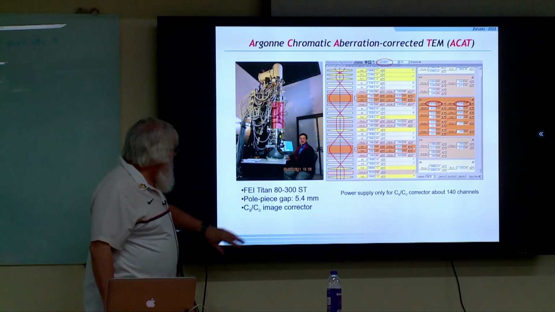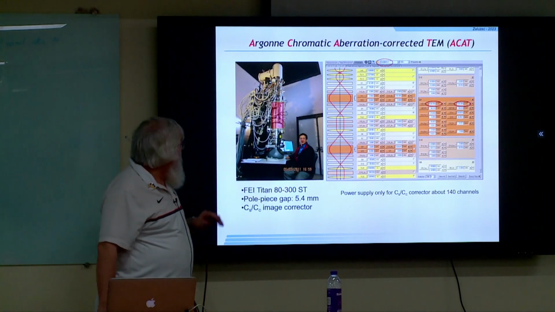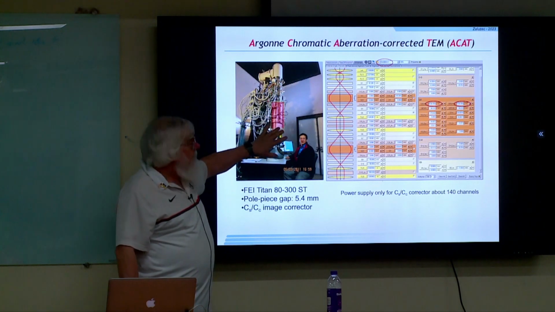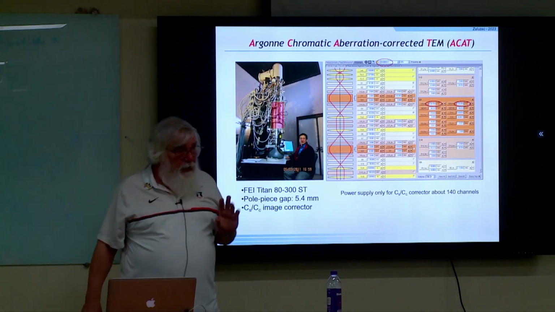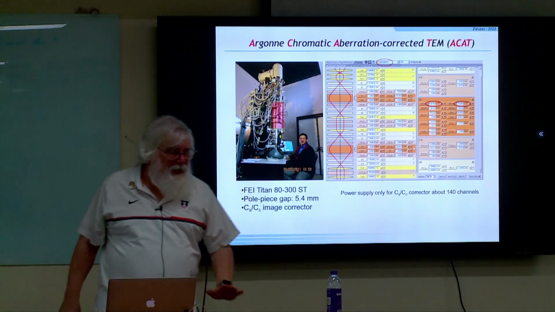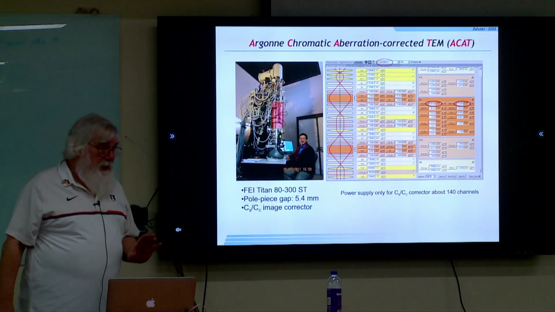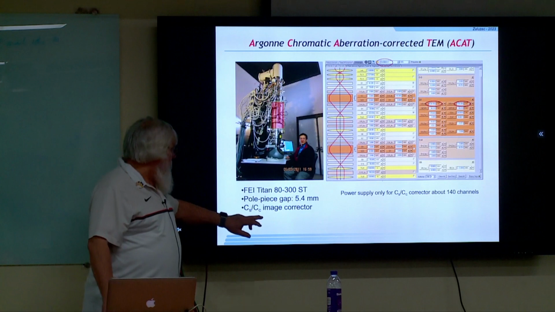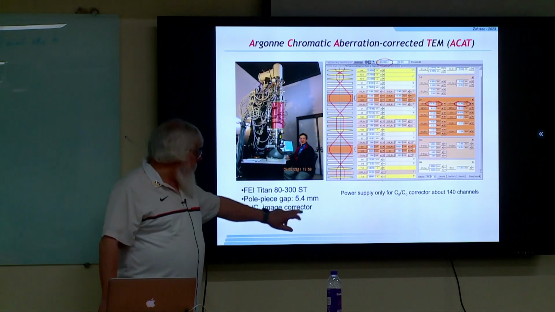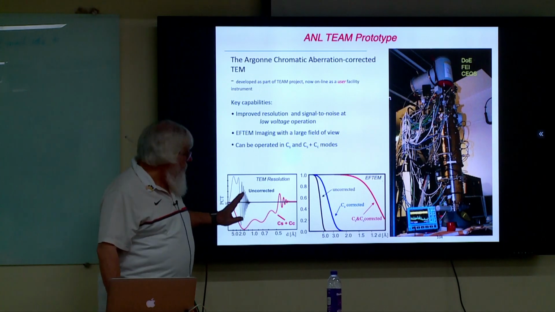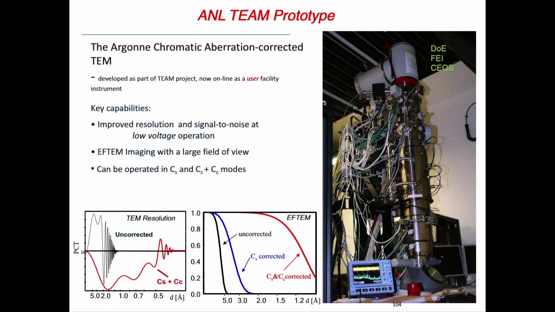But so this is one of my colleagues, J.G. Wen, back at Argonne. This is the world's first CC CS corrected microscope. It's still at Argonne. It's about 10 years old now. It's about to be decommissioned. If somebody wants it, they'll sell it to you as a used machine. It's a really complicated beast. But it was a 300 kV. It had a 5.4 millimeter gap. And it did a really good job. Just to give you a sense of what the resolution change was.